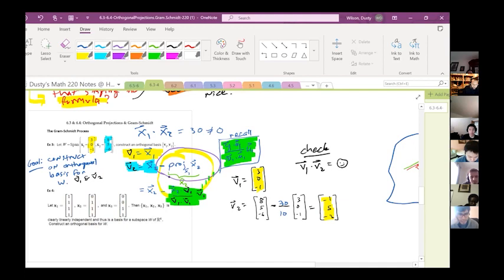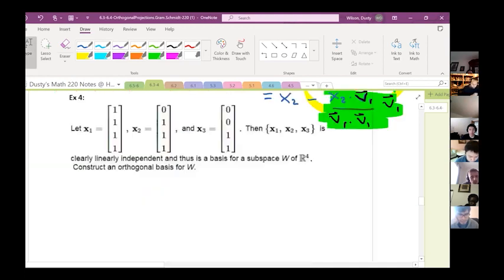All right, let's do another example with this same thing. So in example 4, we are going to start with our example x1, x2, and x3. And I want you to notice that x1, x2, and x3 are clearly linearly independent. This word clearly is dangerous, but why can I claim that these are clearly linearly independent? What is it about these vectors that makes that obvious?